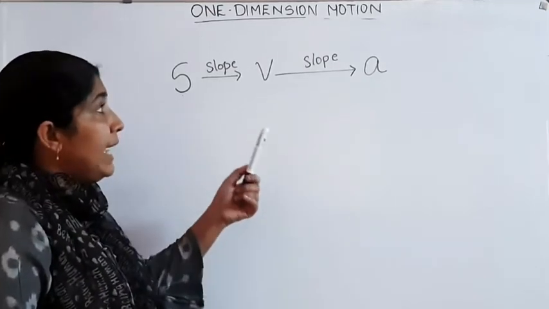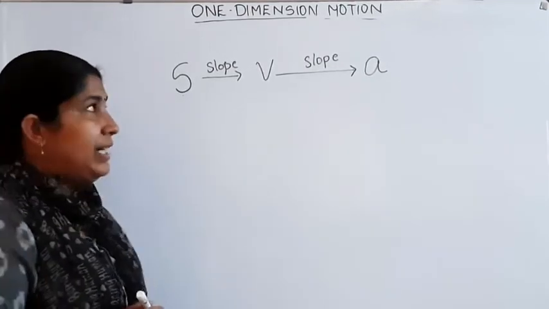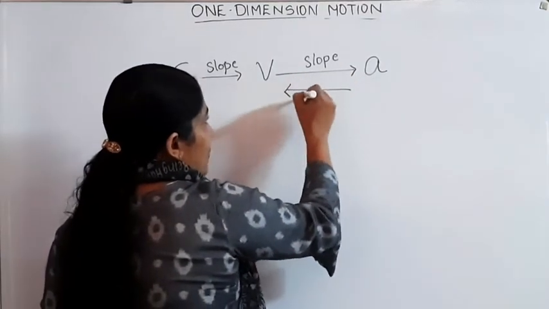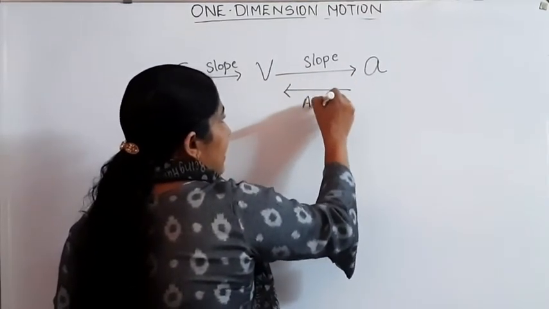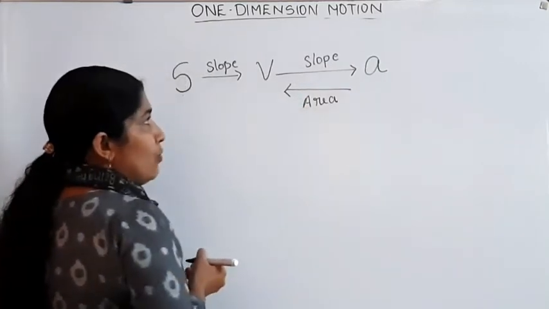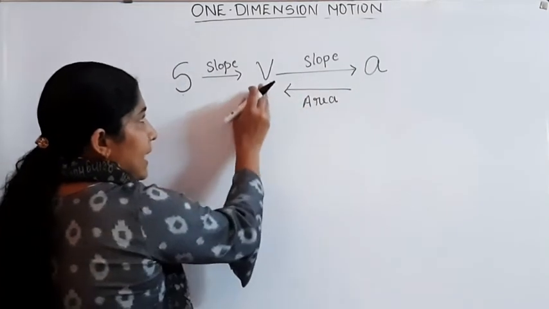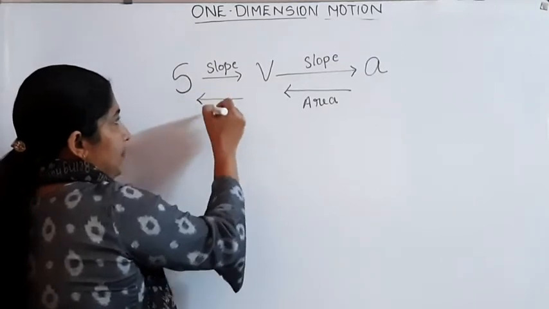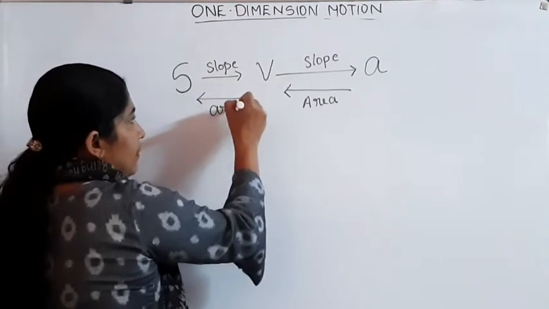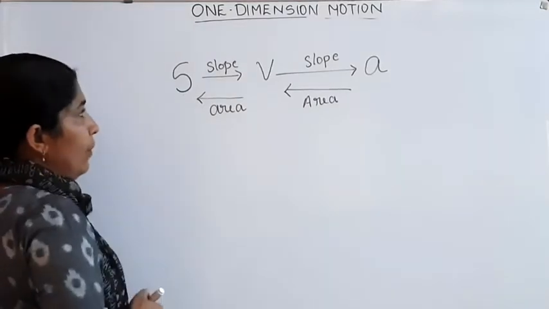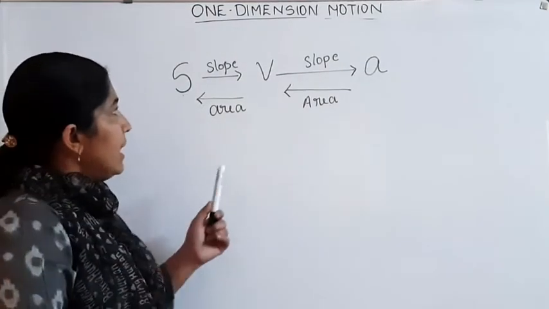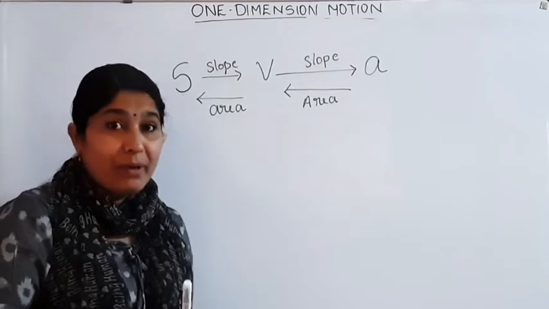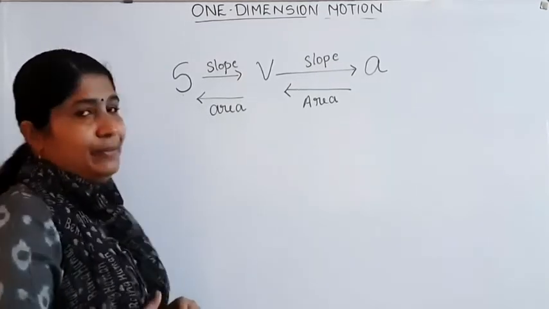What about the area under the acceleration-time graph? The area under the acceleration-time graph gives velocity, and the area under the velocity-time graph gives displacement. These are the points regarding the graphs. Now we can go through certain problems related to these graphs.